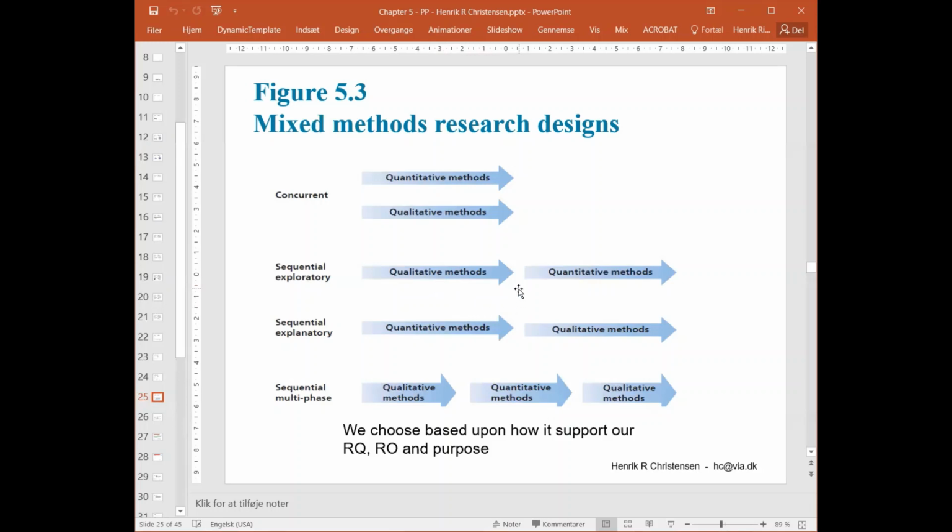And therefore, we set up a survey afterwards and then collect quantitative data during the survey, and then we might even have a confirmation of our hypothesis that this is actually something that creates satisfaction. That's one example. Another example, sequential explanatory.